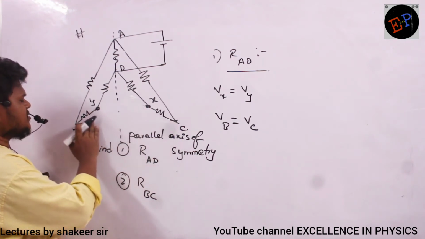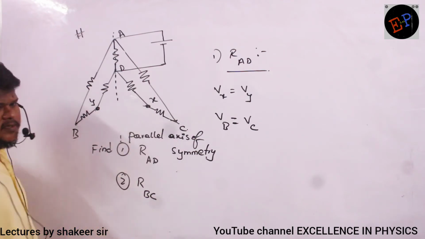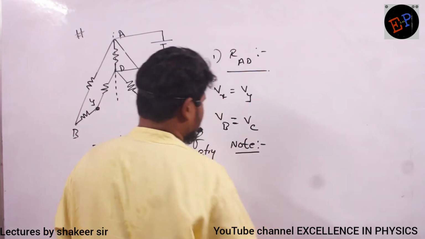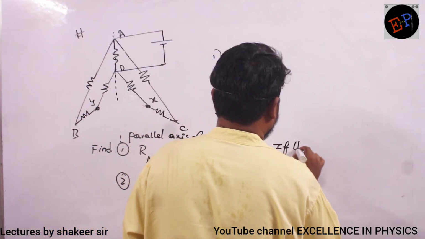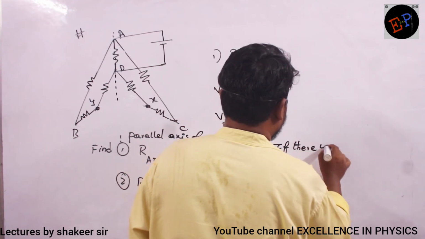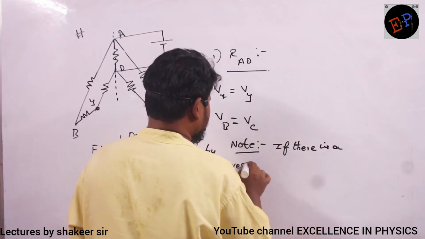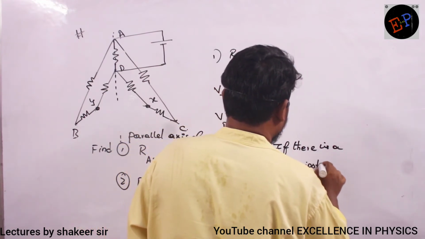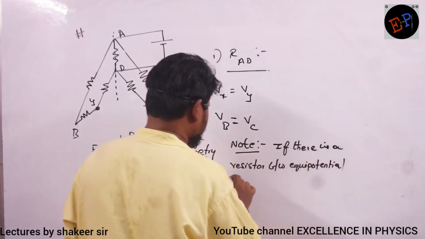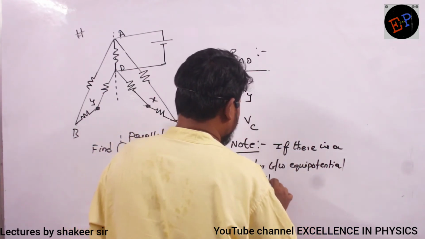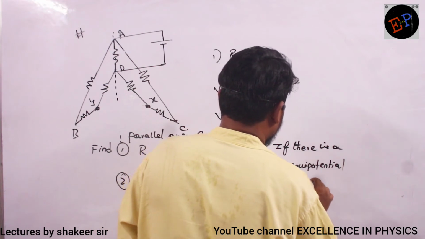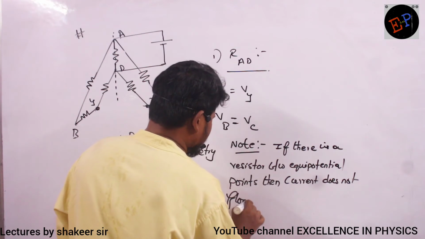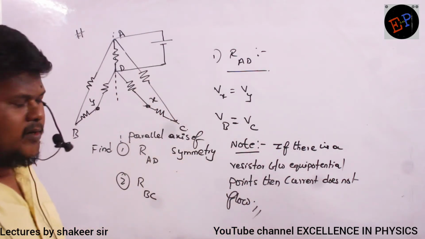Between equipotential points, if there is a resistor, current doesn't flow. So better make a note of this point. What is the note I have to write? If there is a resistor between equipotential points, then current does not flow. If current does not flow, you need not place those resistors. You can remove those resistors.